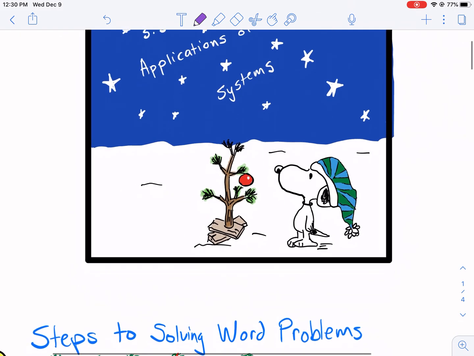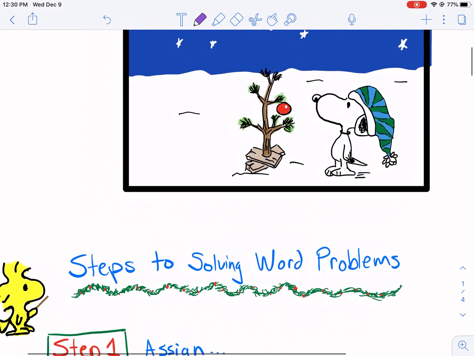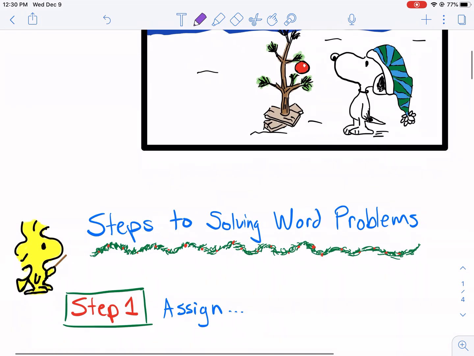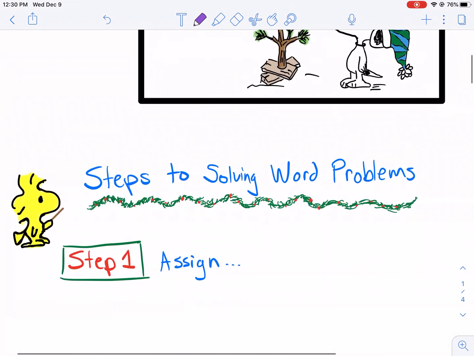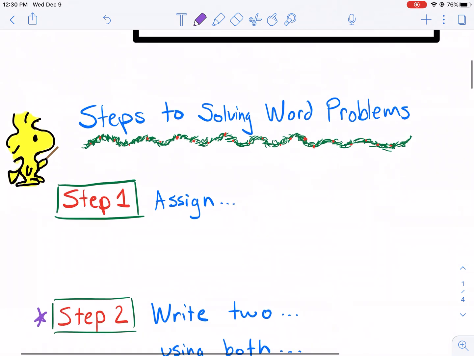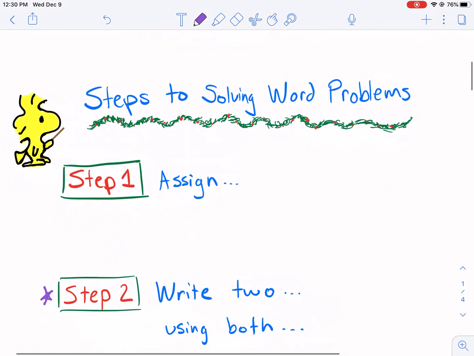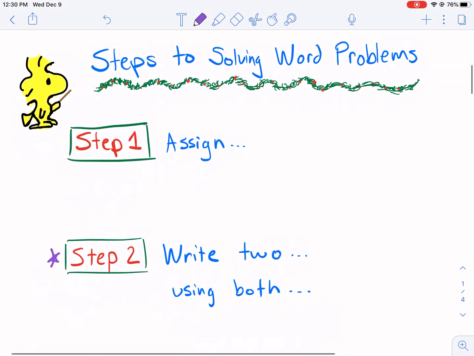Now, applications of systems, this is going to be about word problems. Word problems are pretty tricky for people, so we're going to break it down in the easiest way possible for you in order that you can solve this pain-free. So Woodstock here is going to introduce us to the first steps.